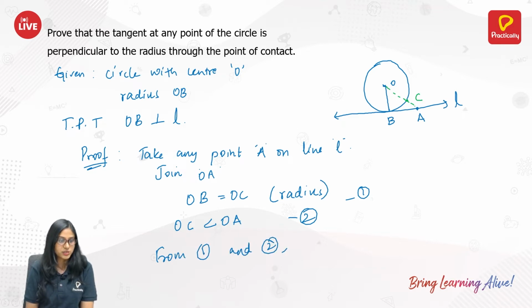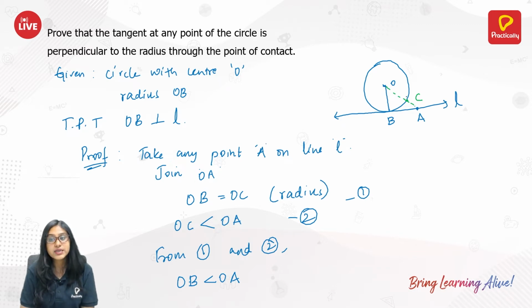Let me just correct this one because this seems like C and I know it can be confusing. This is just a less than symbol actually. All right. So from 1 and 2, we can say that OC is equal to OB and OC is less than OA. Correct? So we can also say that OB is less than OA. Right?